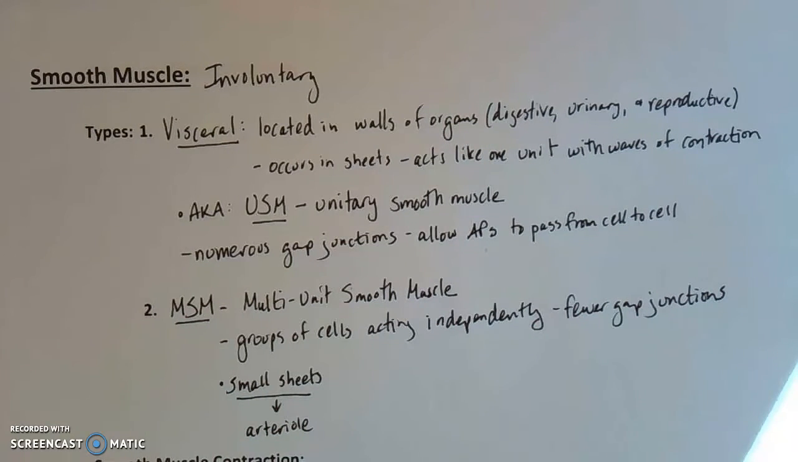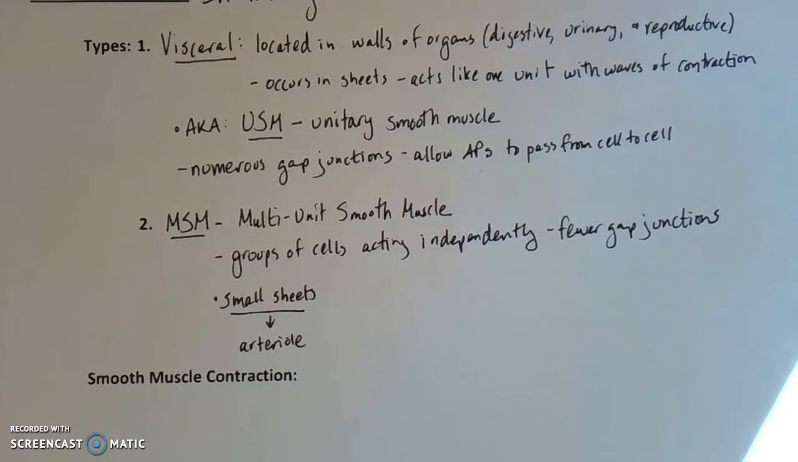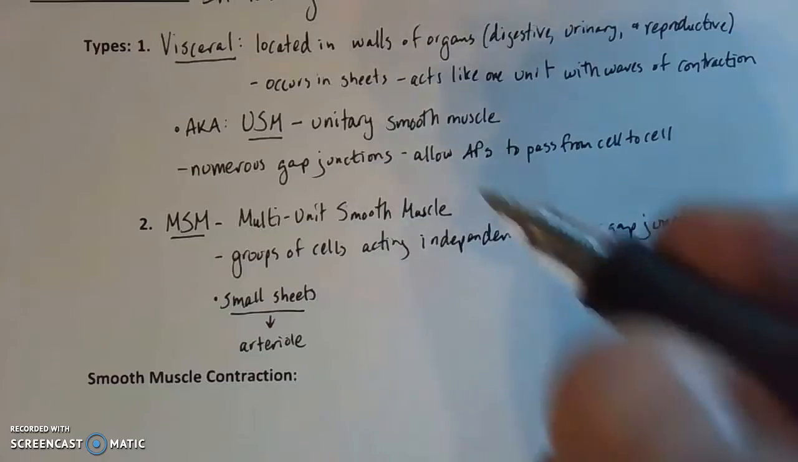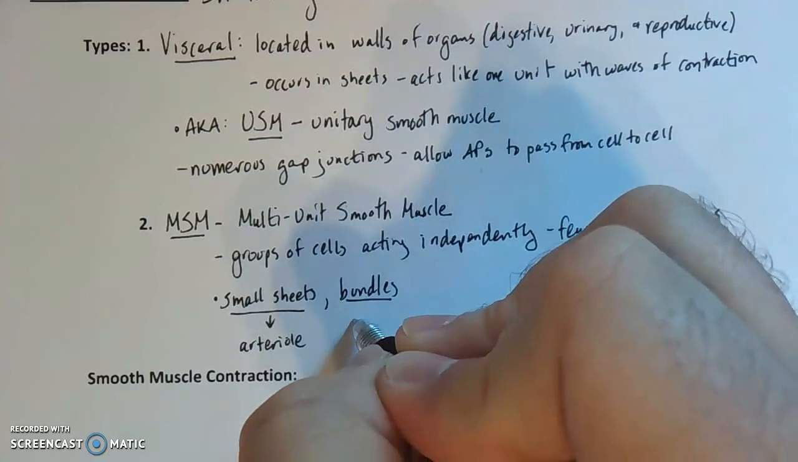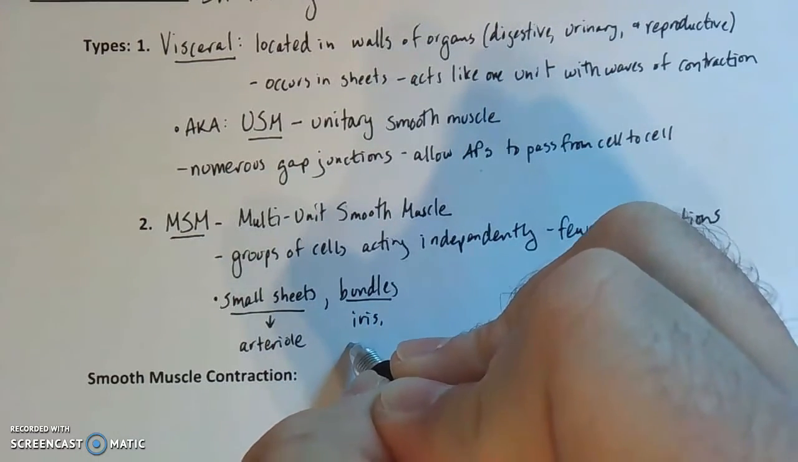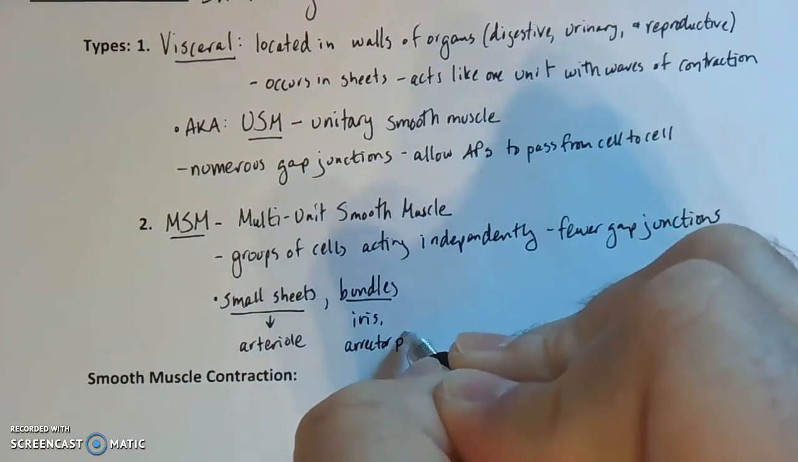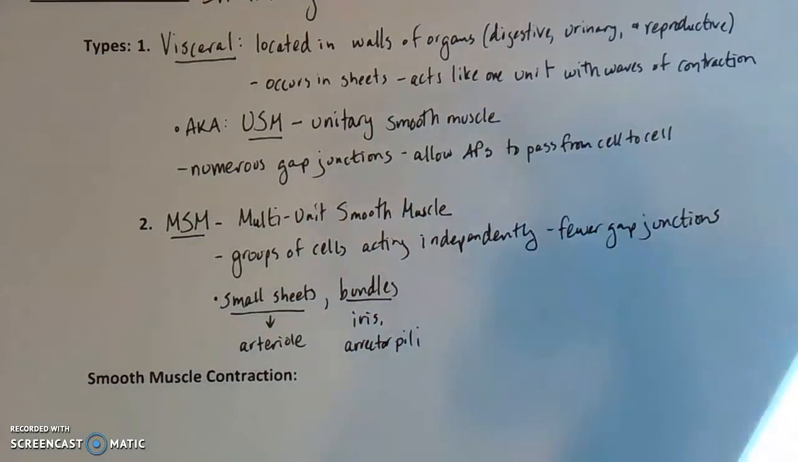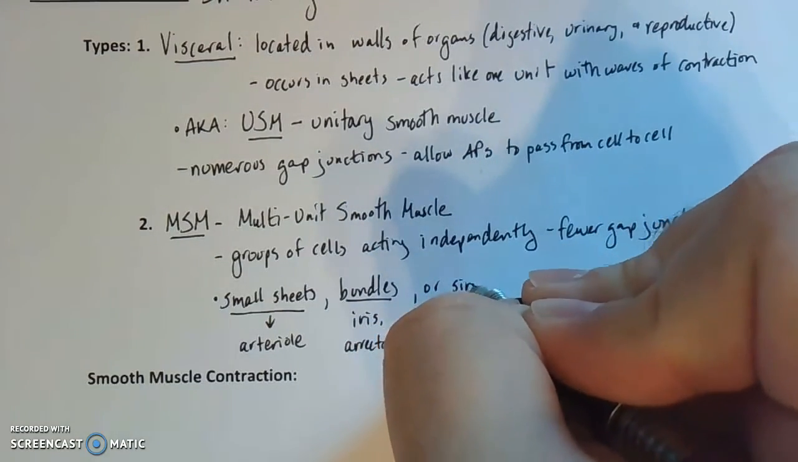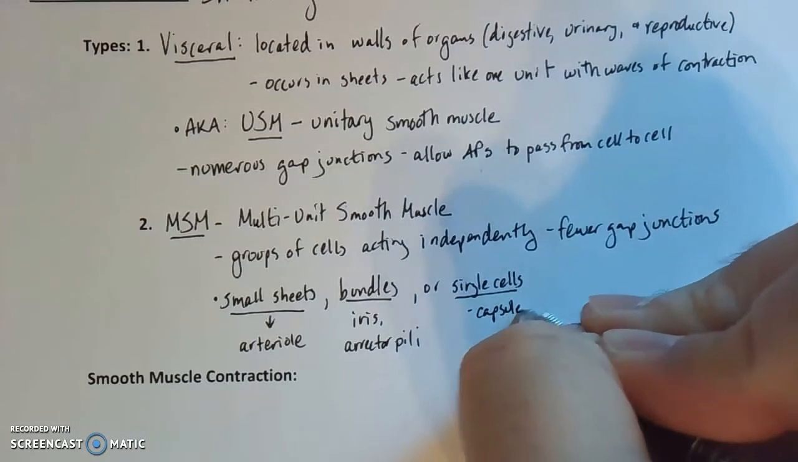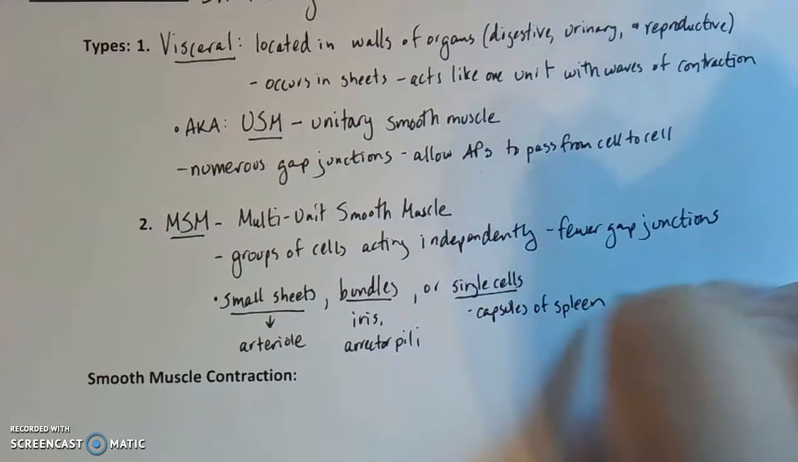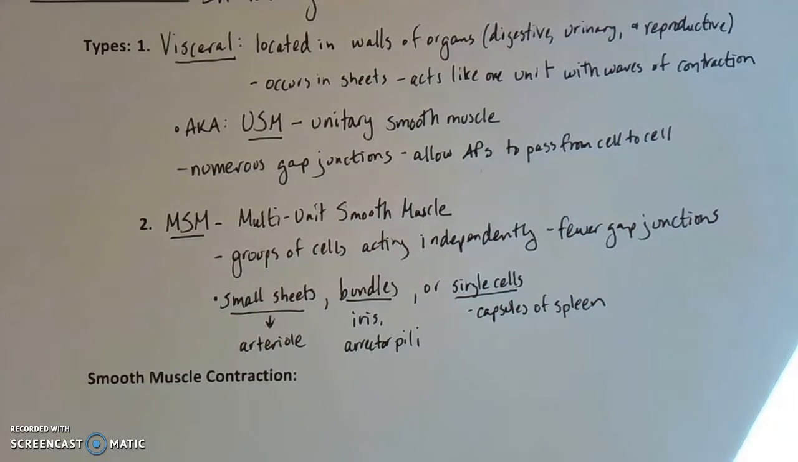So we can stop blood flow to an area or limit it. Maybe you have severed an artery and your body wants to contract that artery so less blood is lost. We can have bundles of cells, and that would be things like the iris of the eye or the arrector pili muscles of the skin and hair follicle. Or we can have single cells like in the capsules of the spleen. So there's a lot of variety with multi-unit smooth muscle.